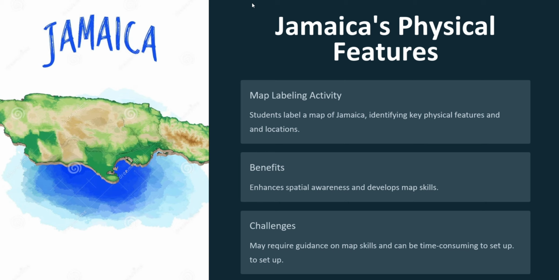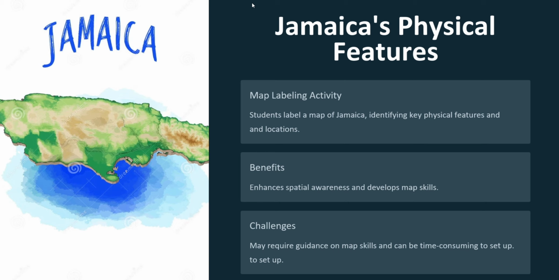So now we'll be moving into what Jamaica's physical features are. So we might wonder what Jamaica's physical features are, right? Physical features are natural features on the Earth's surface. They also have another name, which is landforms. Some examples are mountains, rivers, plains, valleys, plateaus, hills, oceans, and more.